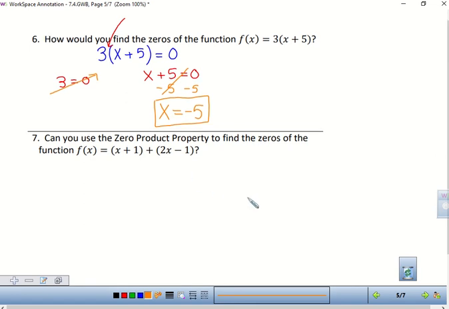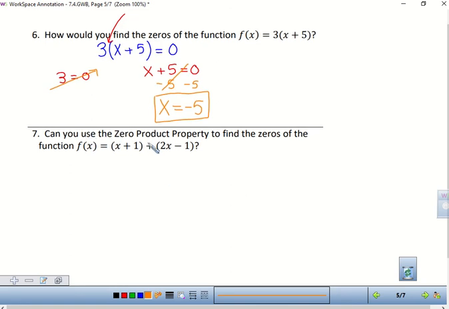So is everybody ready to try number 7? Number 7 says, can you use the zero product property to find the zeros of the function f of x is equal to x plus 1 plus 2x minus 1? What do you think? Yes or no?